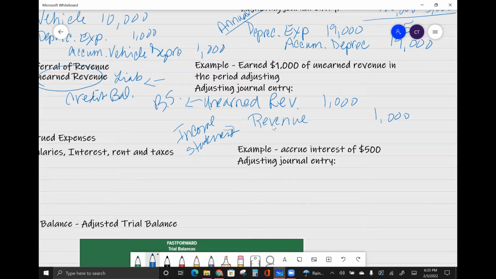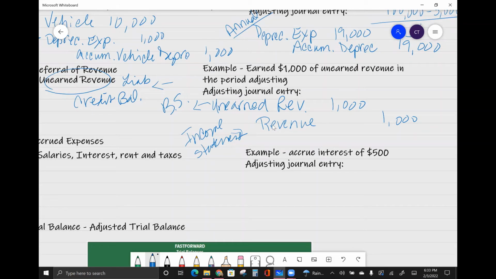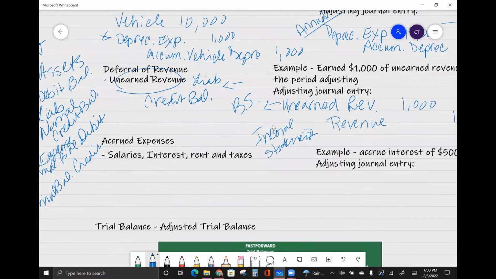Okay, so this is what my journal entry would look like. Debit unearned revenue, 1,000. Record a credit as revenue for 1,000. So that's how I do an adjusting entry for unearned revenue.